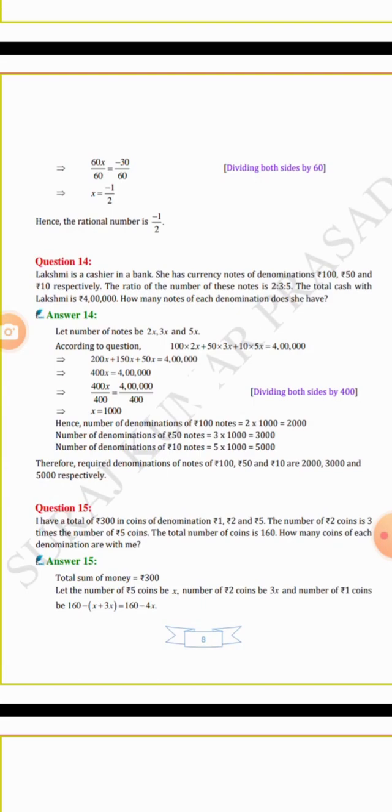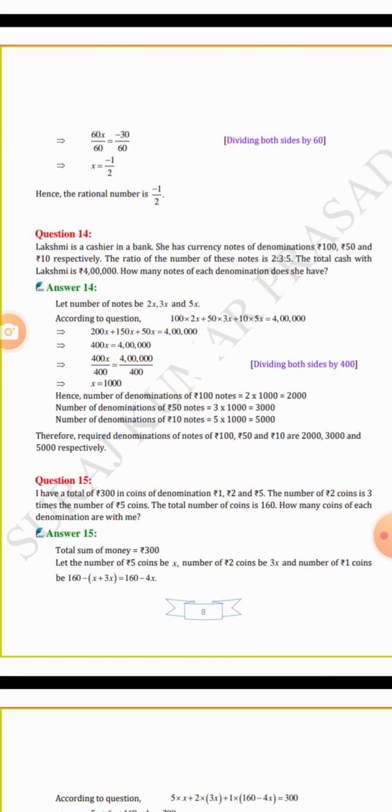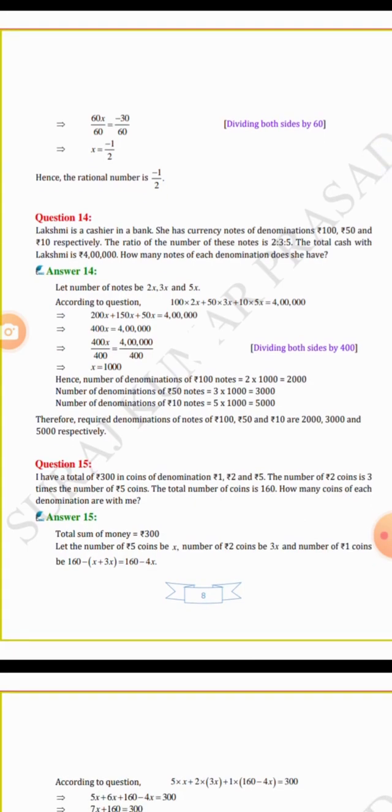Let's solve the question. Let the number of notes be 2x, 3x and 5x. According to the question, 100 into 2x plus 50 into 3x plus 10 into 5x is equal to 4 lakhs. Then we get 200x plus 150x plus 50x is equal to 4 lakhs. Then 400x is equal to 4 lakhs. Then by dividing by 400 on both sides, we get 400x by 400 is equal to 4 lakhs by 400. Then the value of x is 1000.